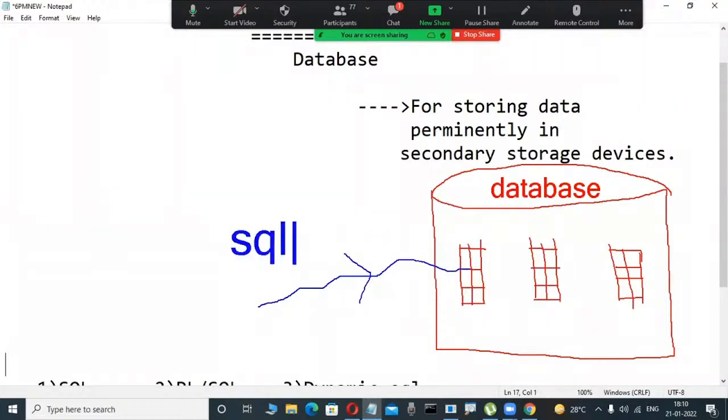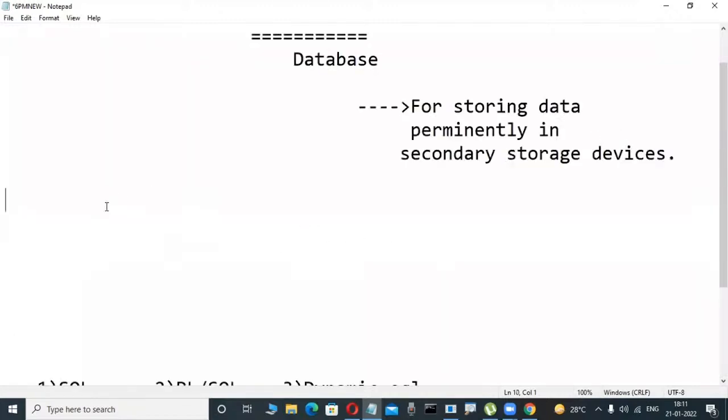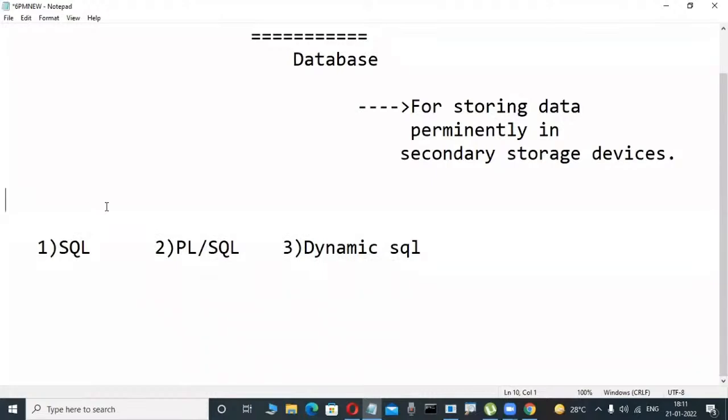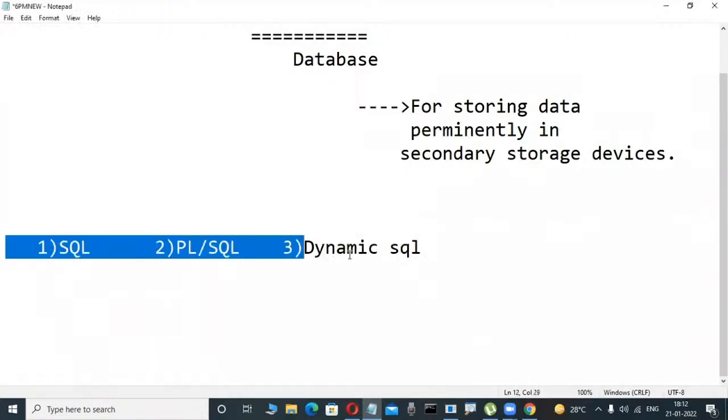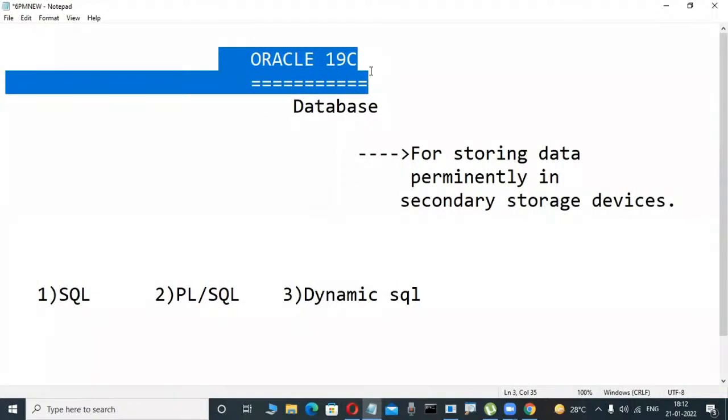Yesterday, up to this point, I told you a small thing only. If you want to operate this Oracle software, we use SQL, structured query language. Another language is PL/SQL, procedural language extension for SQL. Another language is dynamic SQL. Through these three languages, we operate this Oracle software in your companies. Okay? Up to this point I told a small thing.